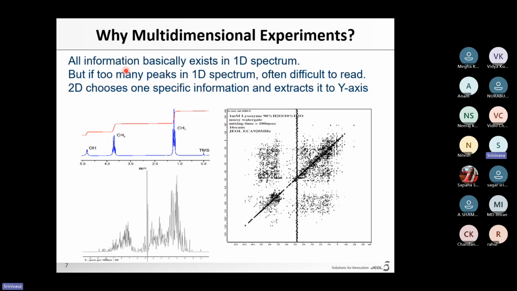In 1D NMR, all information is present. Basically, the information exists in the 1D NMR; all the interactions are present. But the problem is, if it is a very small molecule, peaks are well resolved. You can easily make assignments of the peaks.